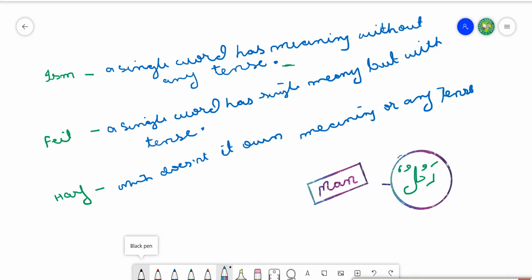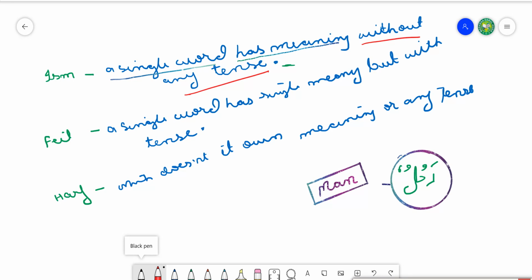So as I said in the definition of ism, that ism is a single word. So yes, ism is a single word and it has a meaning. So yes, it has a meaning and it is man, without any tense. So let's explain the third part. What does it mean? Without any tense means that when we translate the ism into any other language, in the translation there will be no mention of any time and period in that translation.